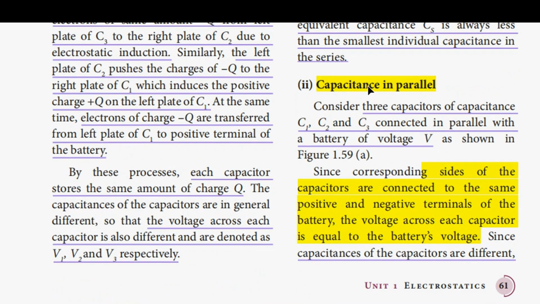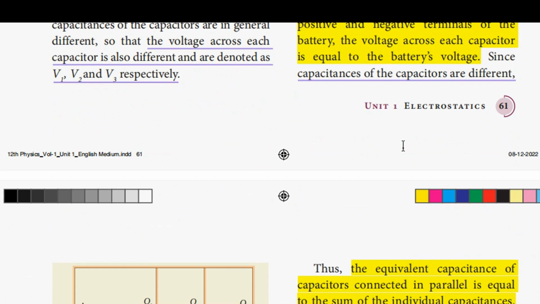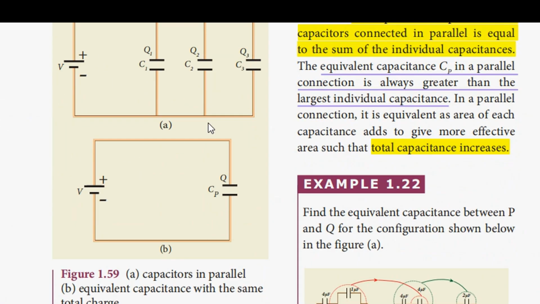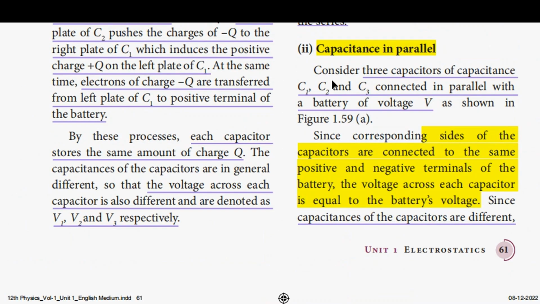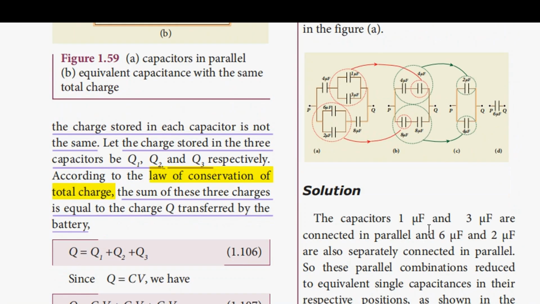Next we are going to study about the capacitors which are connected in parallel. For this, let us consider three capacitors of capacitance C1, C2, C3 which are connected in parallel with a battery of voltage V, as shown in figure 1.59a. And since the corresponding sides of the capacitors are connected to the same positive or negative terminals of the battery, the voltage across each capacitor must be equal to the battery's voltage. Since the capacitances of the capacitors are different, the charge stored in each capacitor is not the same. So the charges stored in the three capacitors can be written as Q1, Q2, and Q3 respectively.